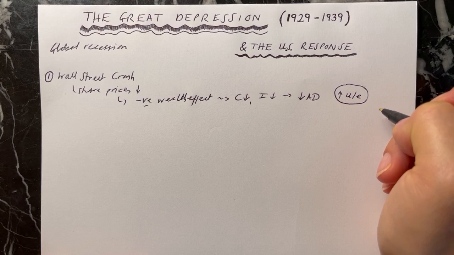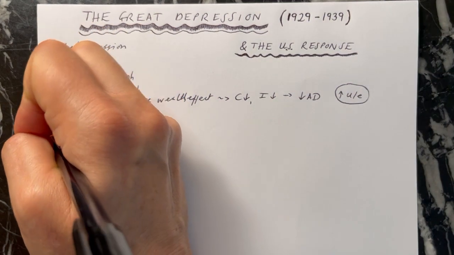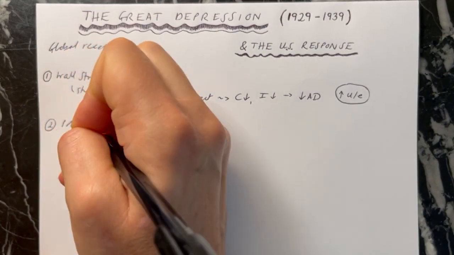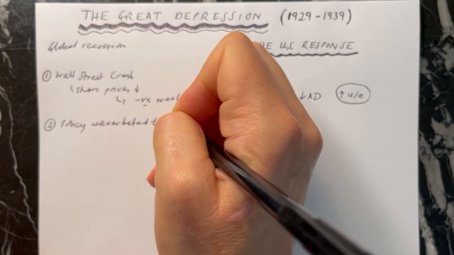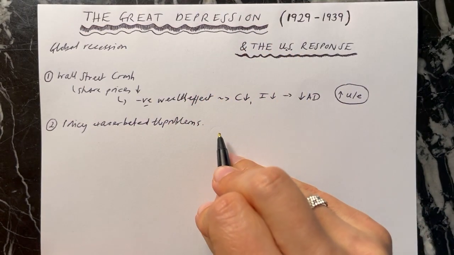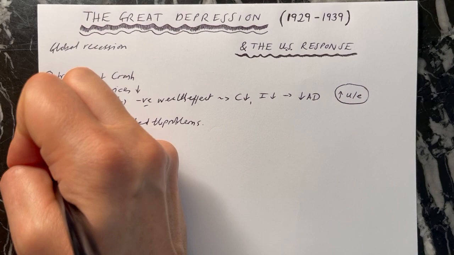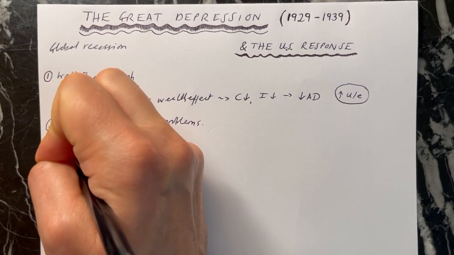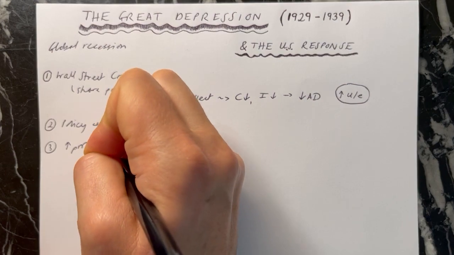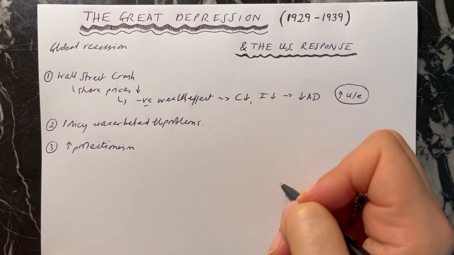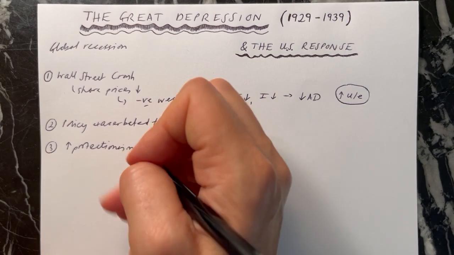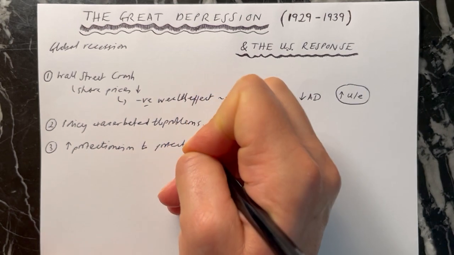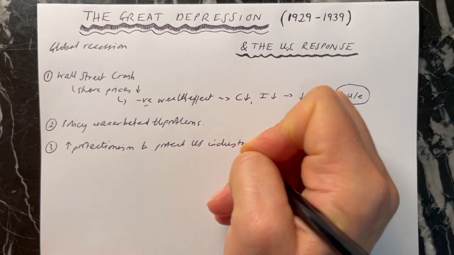And it's argued that the policy that the US government used actually made the problems worse. So the policy exacerbated, or made worse, the problems. And the first thing, one of the smaller problems, is that they had an increase in protectionism. And this increase in protectionism, so having more tariffs and more quotas on things coming into the US, was to protect US industry and jobs.